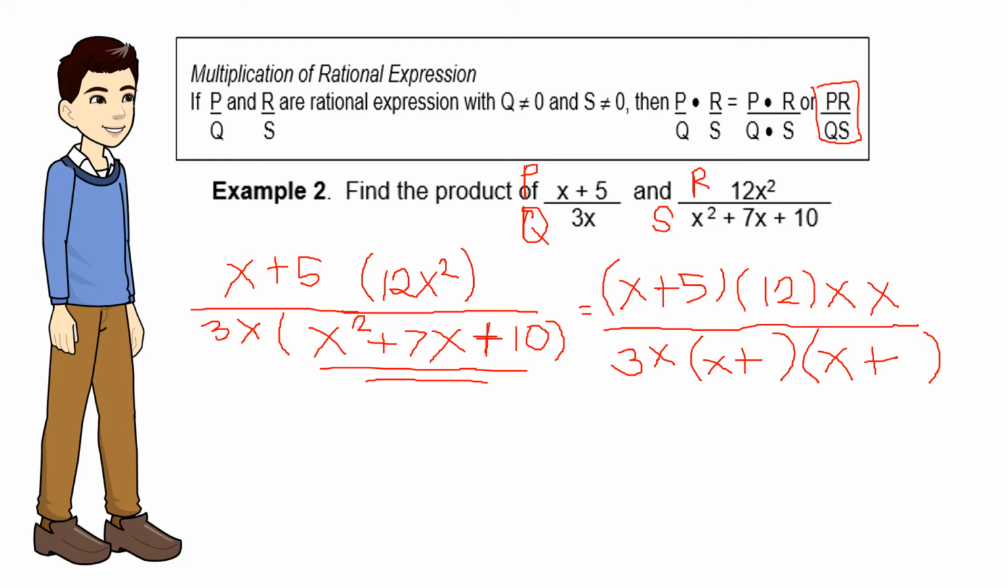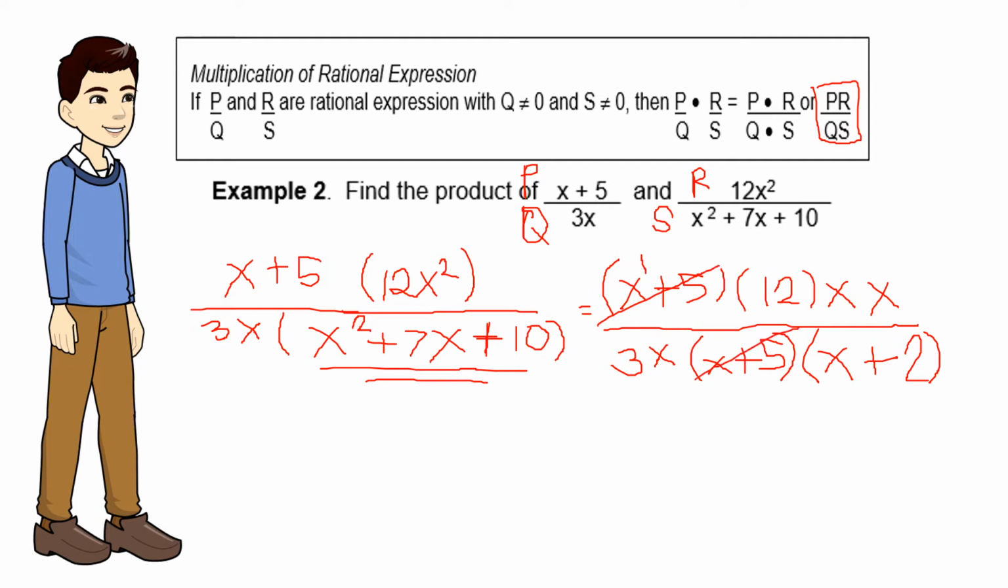Next factor of 10 is 5 times 2. Pag 5 plus 2, the answer is 7. So yun ang gagamitin natin factor. 5 and 2 para sa ating 10. So okay lang kung sino yung mauna, pareho naman sila positive in sign. Then dito, i-cancel na natin yung mga common sa ating numerator and denominator. Yung x plus 5, cancel na natin.